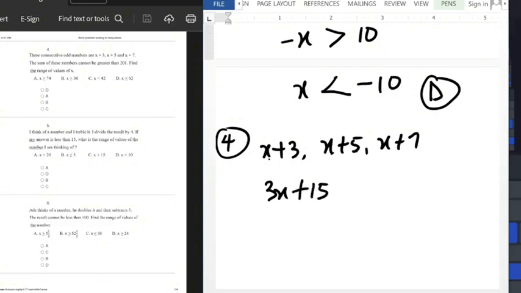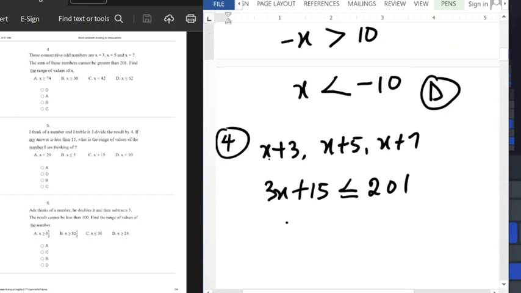Cannot be greater than 201. That is, it can be equal to 201, but it cannot be more than it. So that means it is less than or equal to 201. I hope I'm making sense. "Cannot be greater than" is not the same thing as saying "greater than or equal to." If we put greater than or equal to, you are saying that it can be greater than 201. But this one is a cannot, which means it is less than or equal to 201. So find the range of values of x.